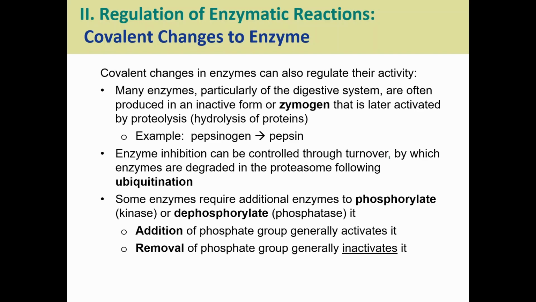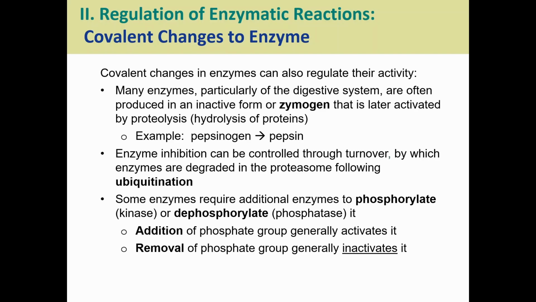So we have that, where we can have inactivated forms that have to be activated by a proteolysis, or the hydrolysis of a protein. We can control it through turnover. Basically, the enzymes, when they're not needed, get degraded, right? Remember that ubiquitination process, right, where ubiquitin was used to mark a protein for destruction for a proteasome. So enzymes can go through the same thing, right? The enzymes are working, we don't need the products anymore from the enzyme, we just simply break the enzymes down.